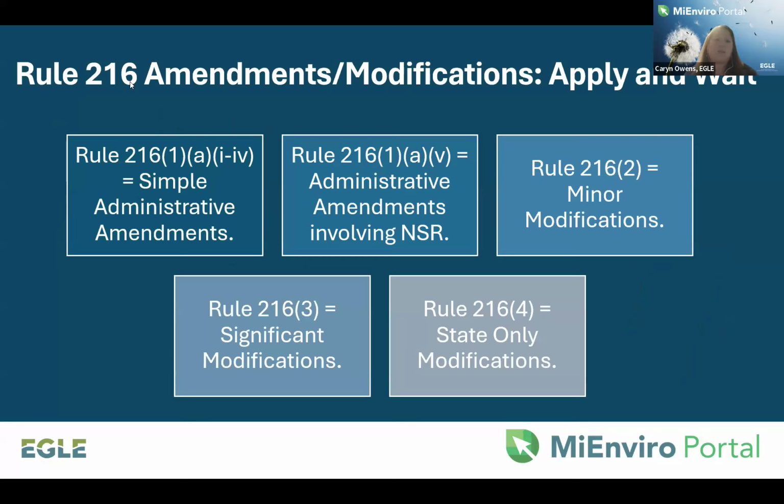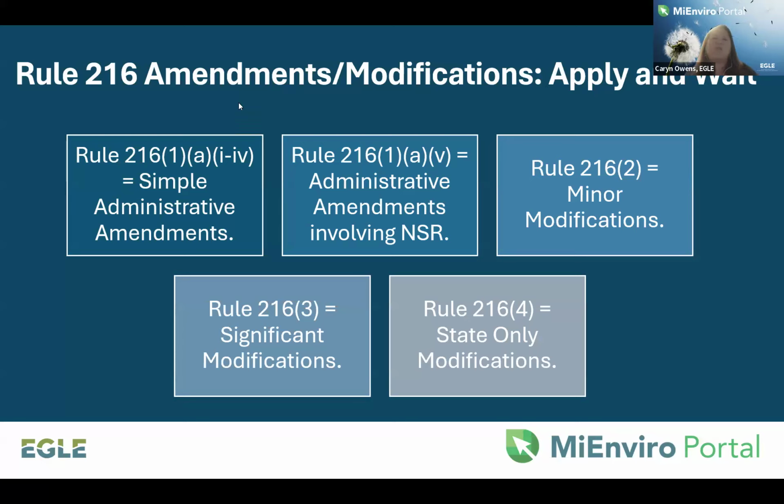So the next area I'm going to talk about is Rule 216, amendments and modifications. This is an application type form. It's apply and wait, but it's not considered an application. This is considered a permit change form in the MiEnviro system.